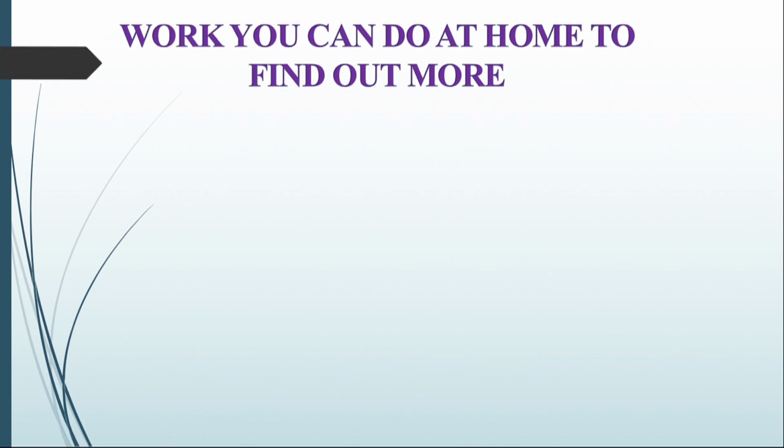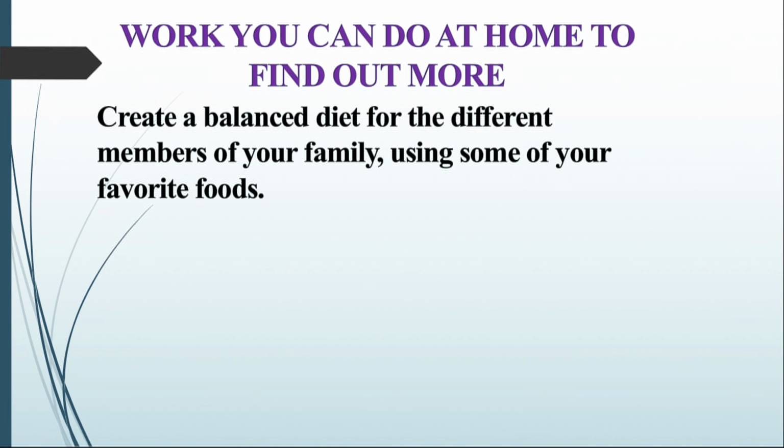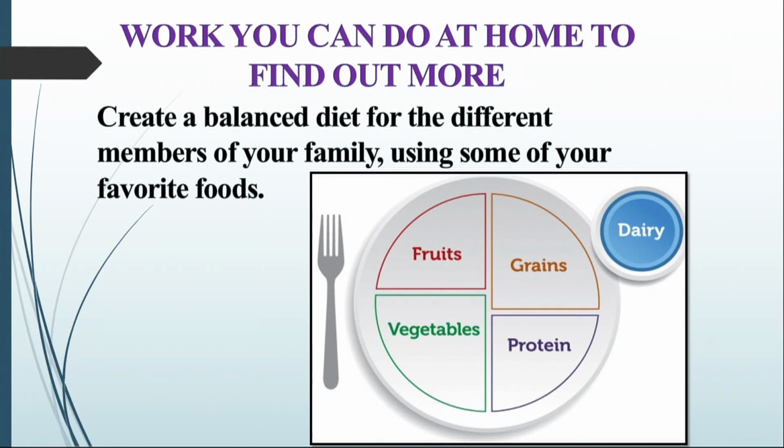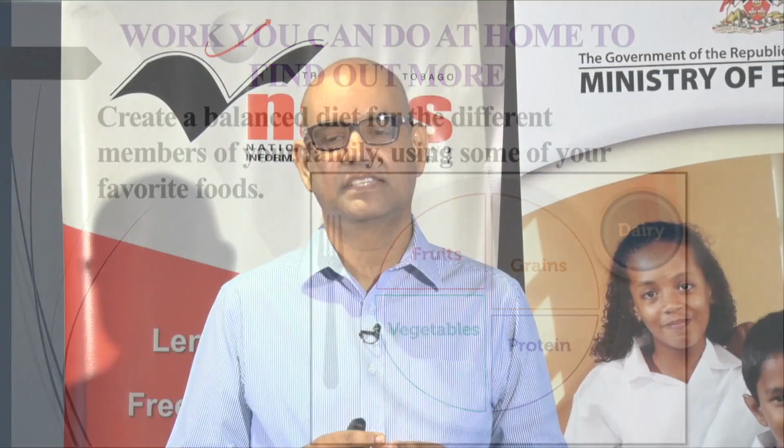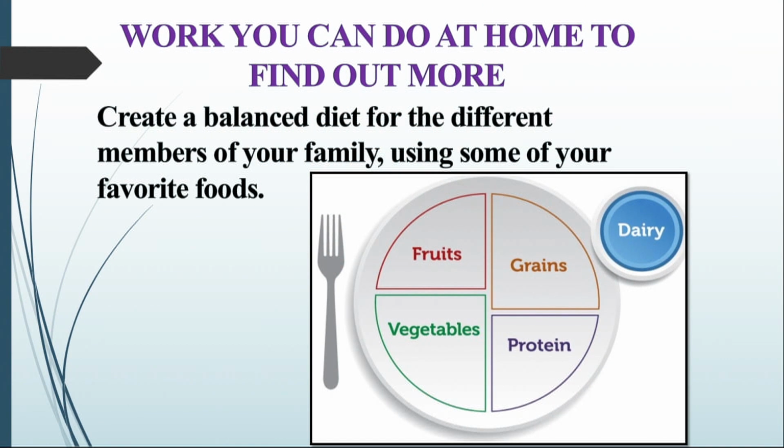Here's some of the work you can do at home to find out more. Create a balanced diet for the different members of your family using some of your favorite foods. So plan this diet with vegetables, fruits, grains, proteins, and dairy. And remember, a balanced diet has all the different nutrients contained in food in the right proportion. Not too much or not too little. So you can actually plan out this diet for 1 week and get your parents to help you prepare this diet.